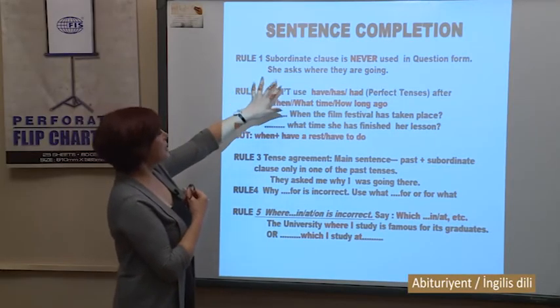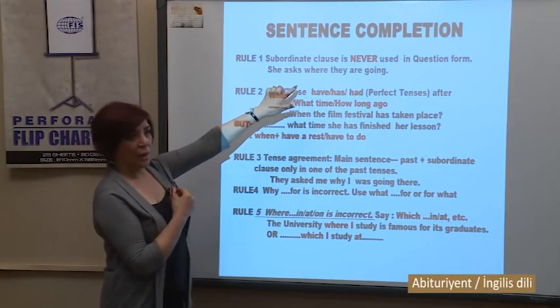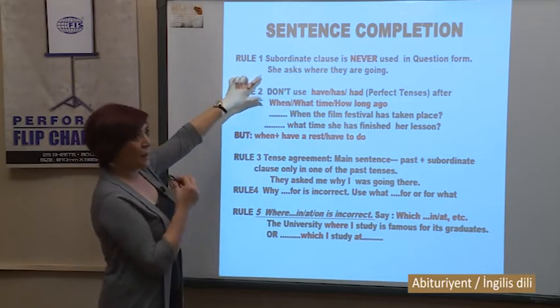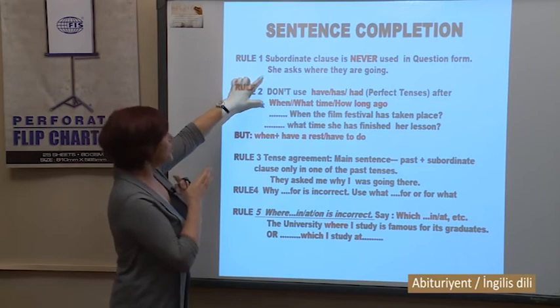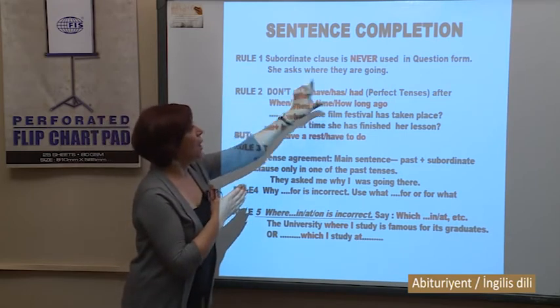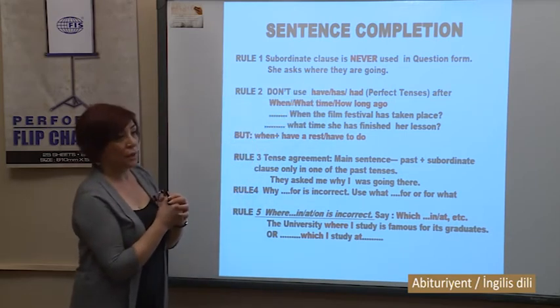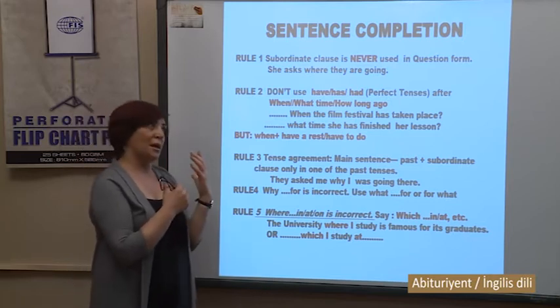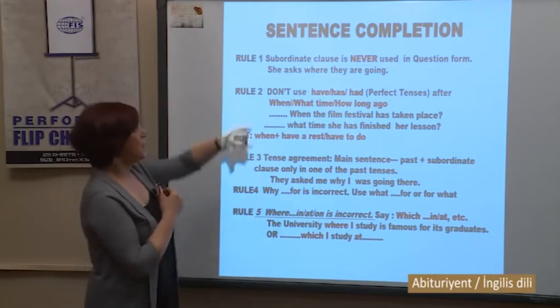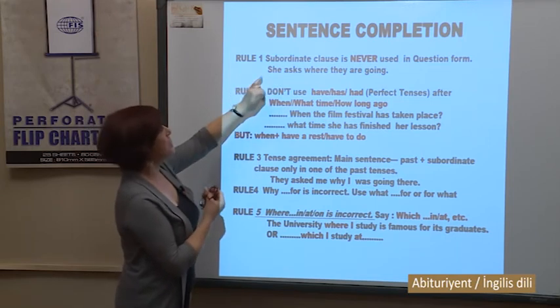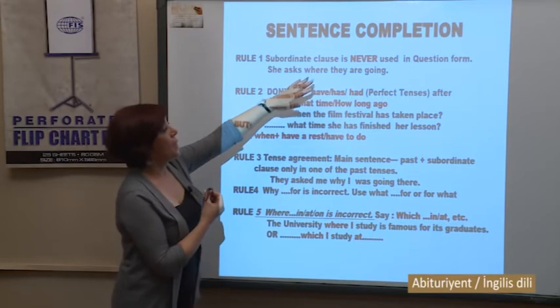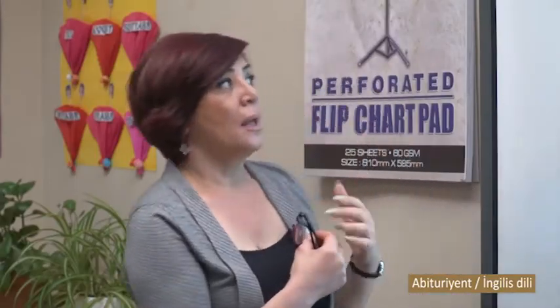For example, she asks where they are going. We never use the variant which says, she asks where are they going. It is incorrect. If we want to make the question form of this sentence, our attention is paid to the main sentence: Does she ask where they are going? Does she ask? Remember.